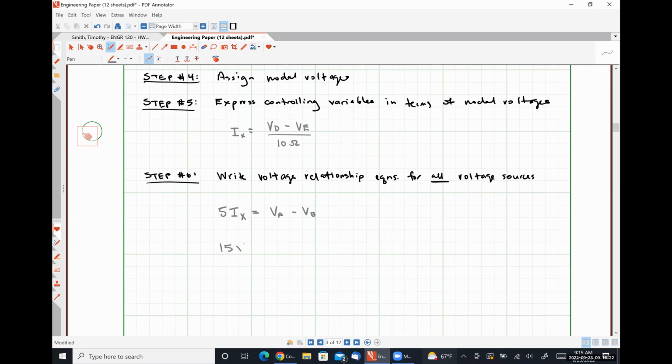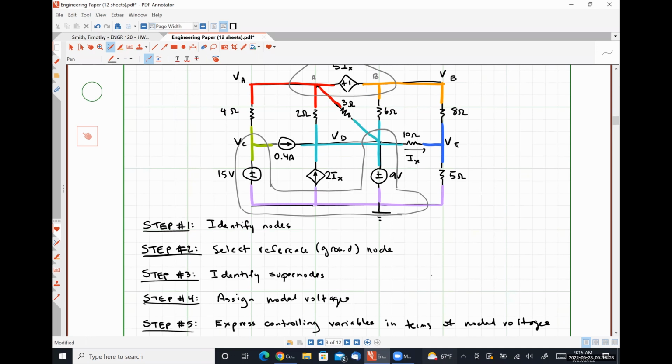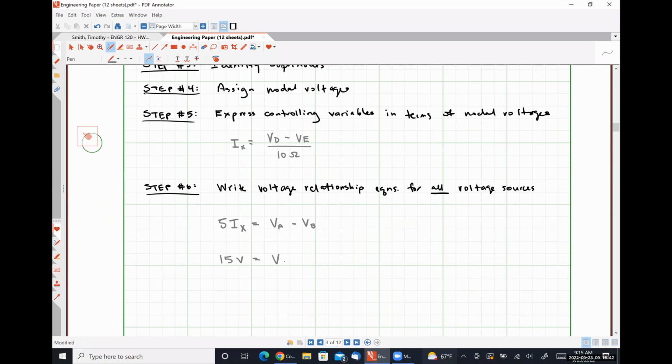So we're going to have 15 volts is equal to... what's the nodal voltage associated with node C, or excuse me, with the positive polarity terminal of the 15-volt source? C. What's the nodal voltage associated with the negative polarity terminal of the 15-volt source? 0. So we can say that 15 volts is equal to VC. This is why we choose our reference node as the node that touches the most voltage sources, because it gives us free information. We now know that VC has a nodal voltage of 15 volts. We don't have to do anything to find it.